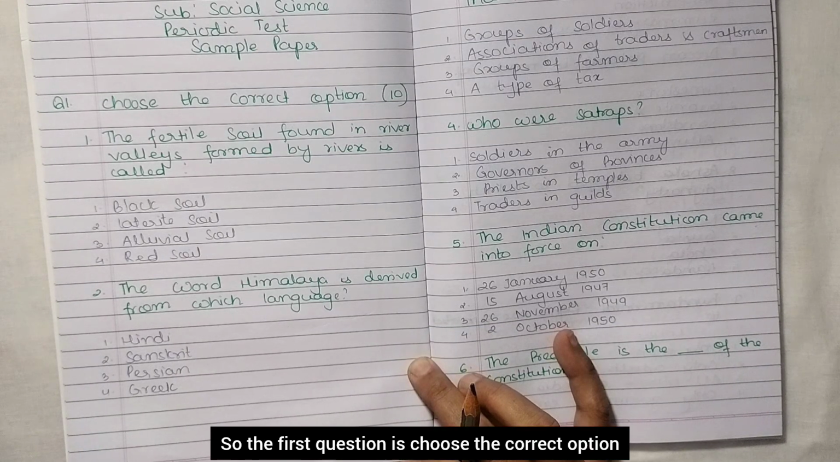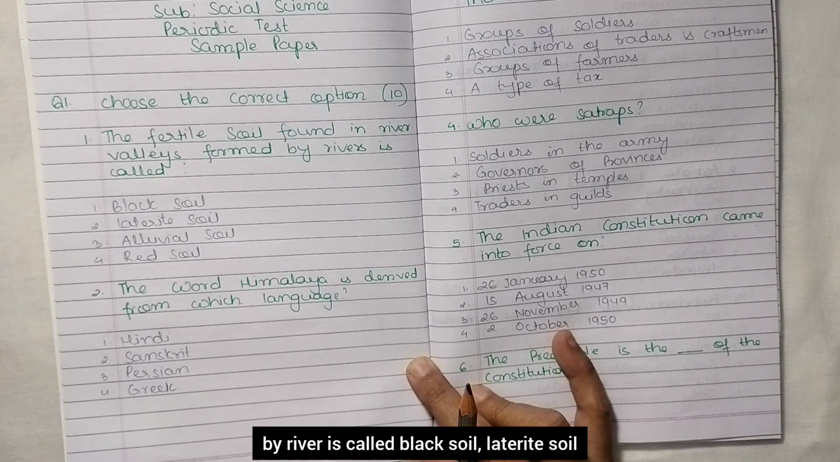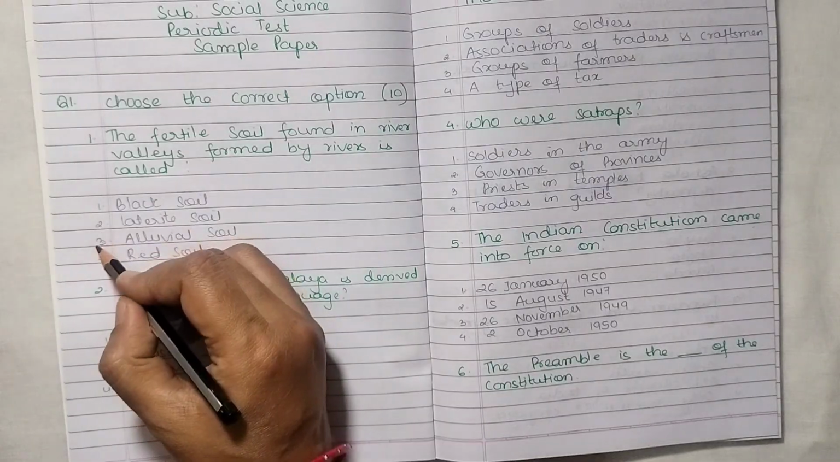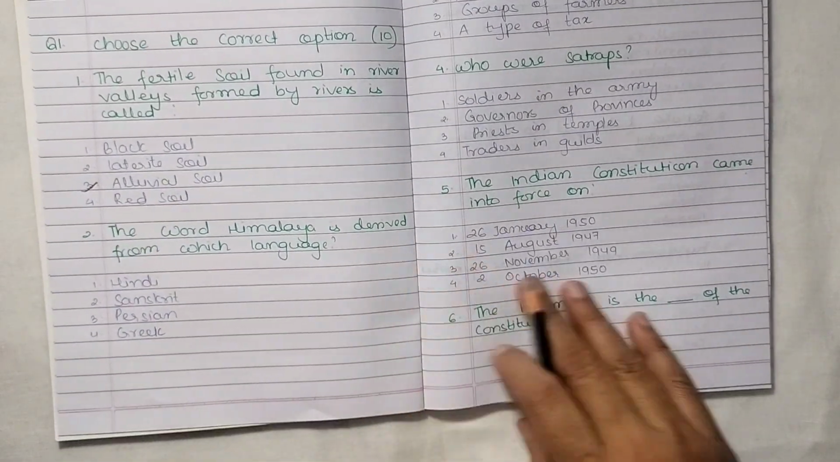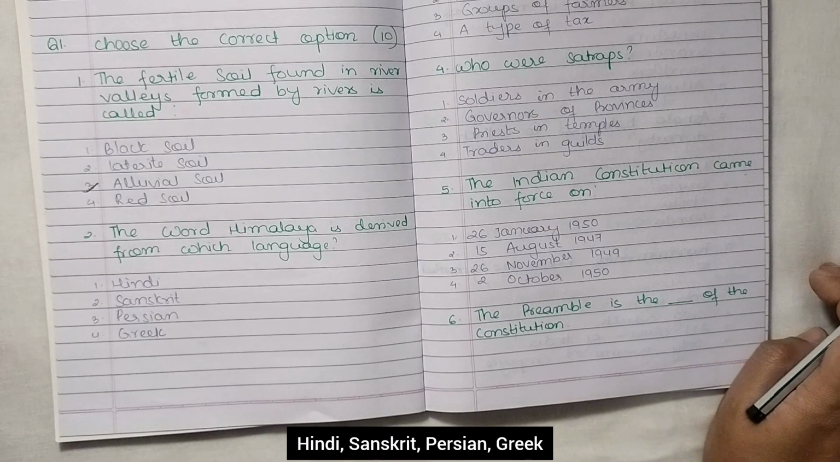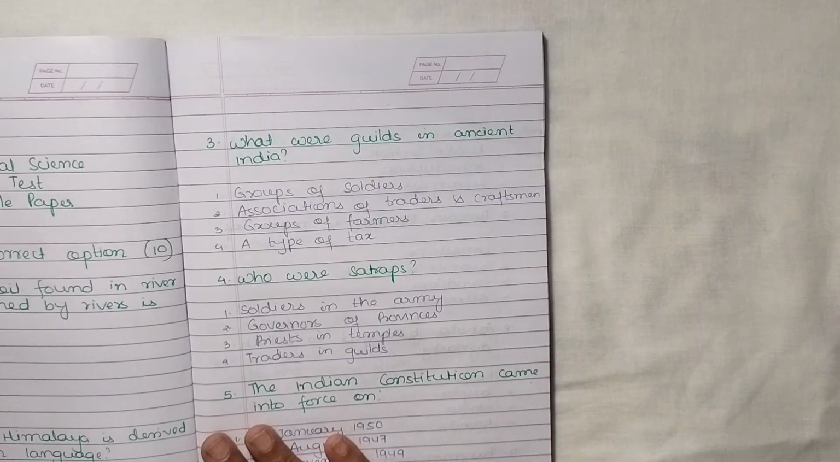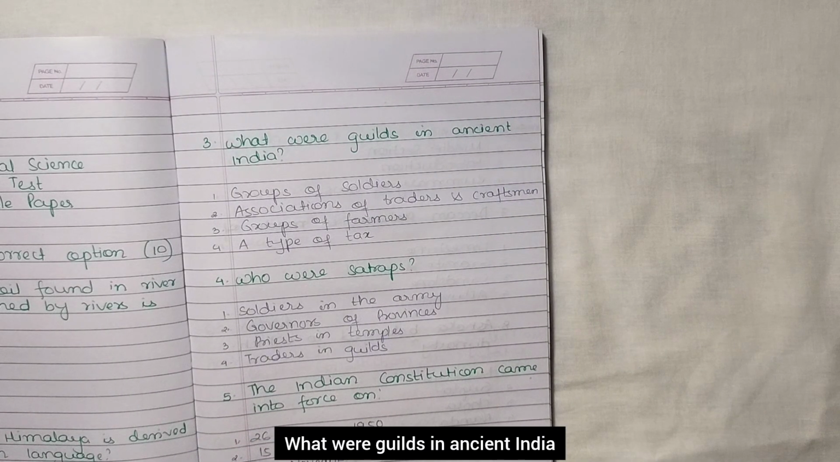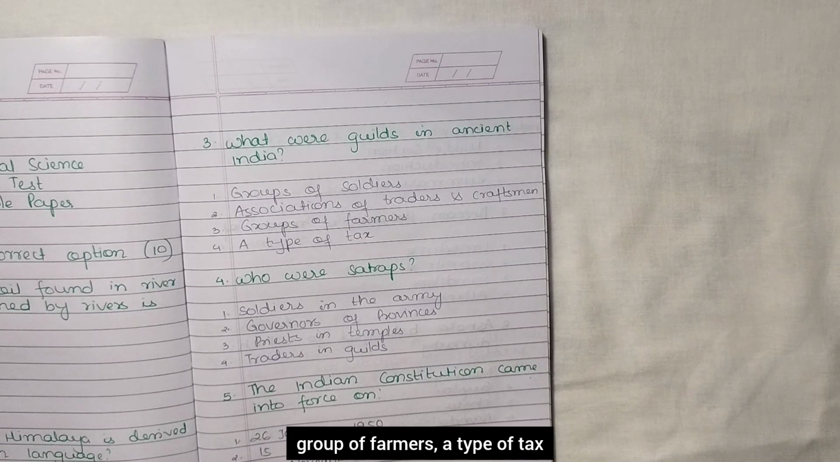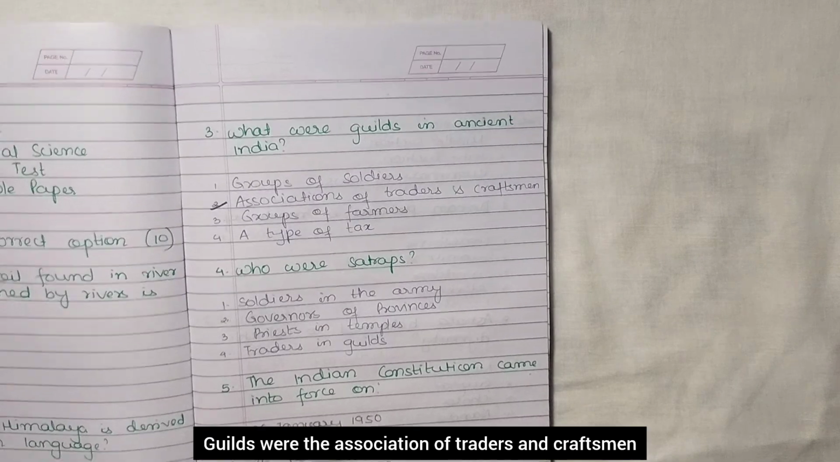So the first question is, choose the correct option. The fertile soil found in river valleys formed by river is called: black soil, laterite soil, alluvial soil, red soil. Alluvial soil. The word Himalaya is derived from which language? Hindi, Sanskrit, Persian, Greek. Sanskrit. What were guilds in ancient India? Group of soldiers, association of traders and craftsmen, group of farmers, a type of tax. Guilds were the association of traders and craftsmen.